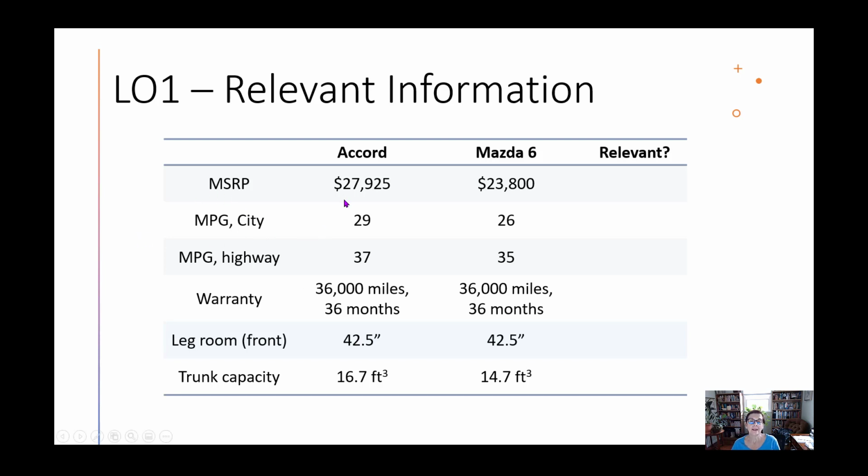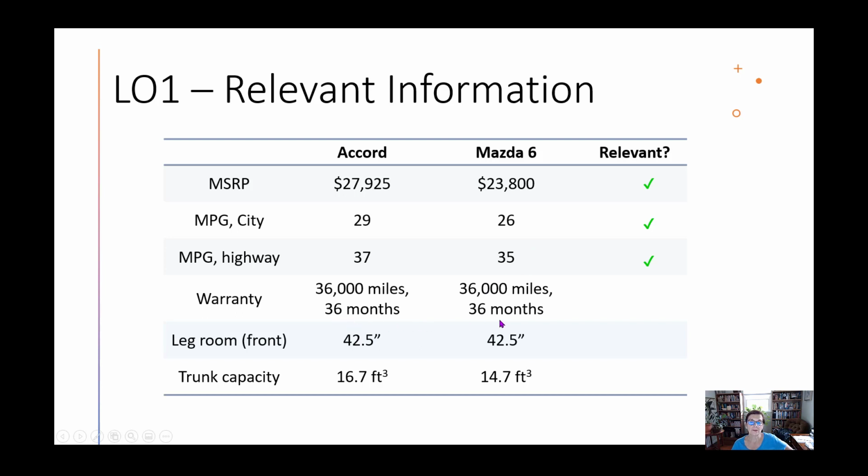So is the cost relevant? Yes, because it's different between the two of them. So we say yes, that's relevant. Is the miles per gallon that you get driving the car, city and highway, relevant? Yes, it's relevant because it's different, right? The Accord has higher mileage in both cases than the Mazda.